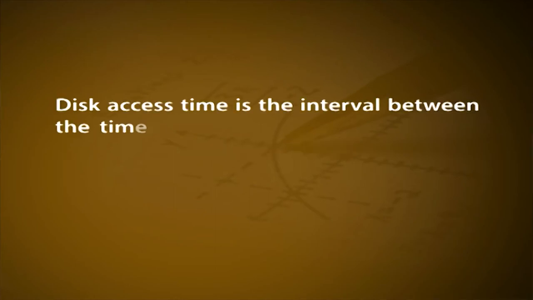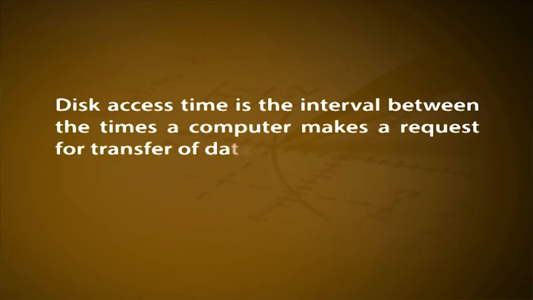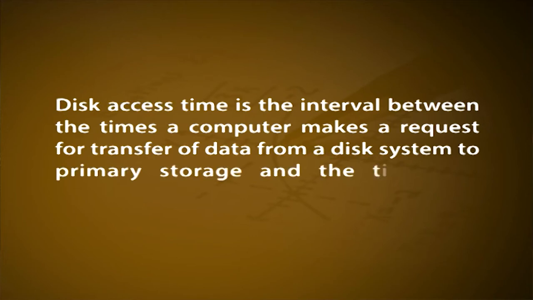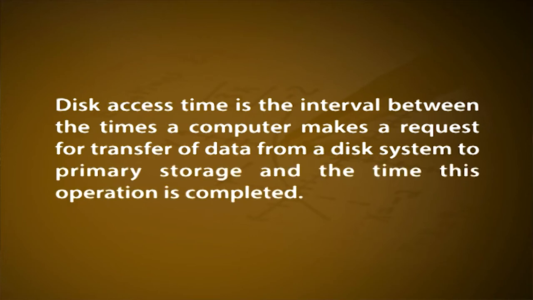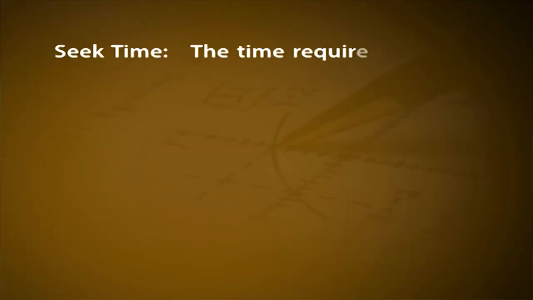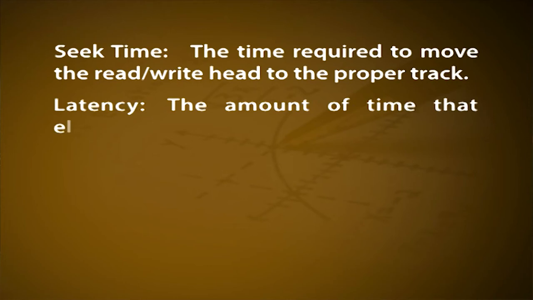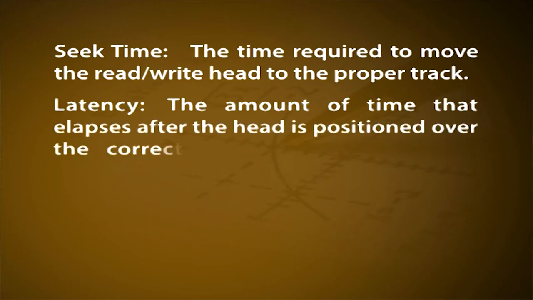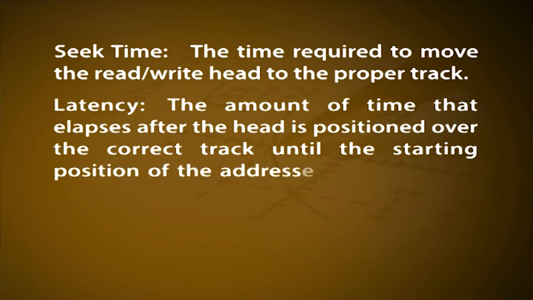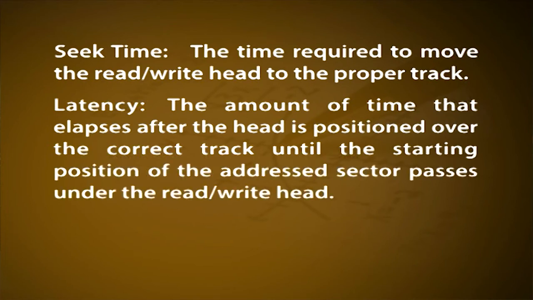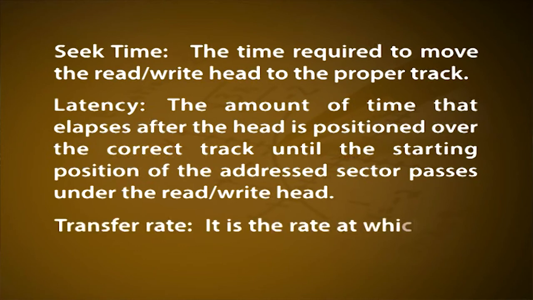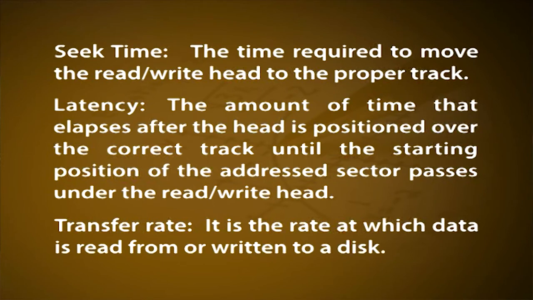Access time. Disk access time is the interval between the time a computer makes a request for a transfer of data from a disk system to primary storage and the time this operation is completed. This access time depends on the following three parameters. First one, seek time, the time required to move the read-write head to the proper track. Second, latency, the amount of time that elapses after the head is positioned over the correct track until the starting position of the addressed sector passes under the read-write head. Third, transfer rate, the rate at which data is read from or written to a disk.